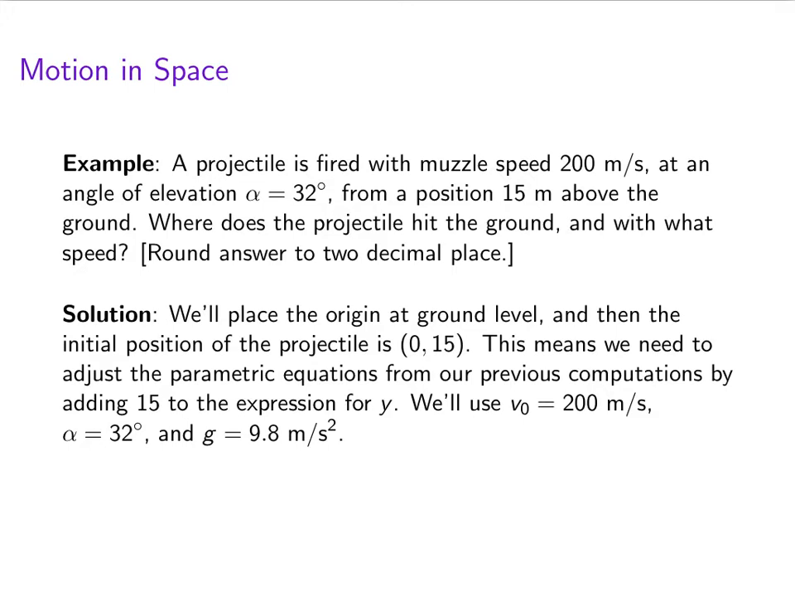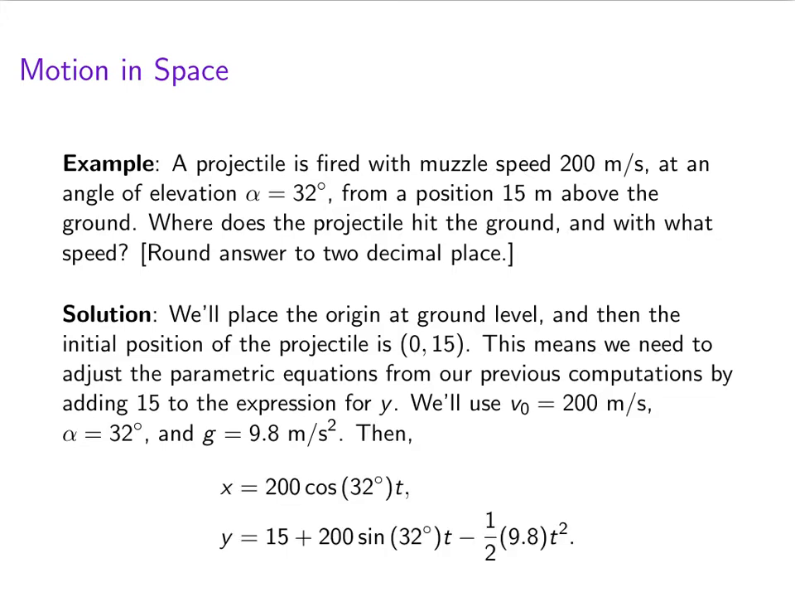All right, so our initial speed is 200 meters per second. Our launch angle is 32 degrees, and for the acceleration due to gravity we'll use 9.8 meters per second squared. So we've got x equals 200 cosine 32 degrees t, and y equals 15 plus 200 sine 32 degrees t minus 1/2 times 9.8 t squared. So the main difference now is this 15 that we have to add to the y.